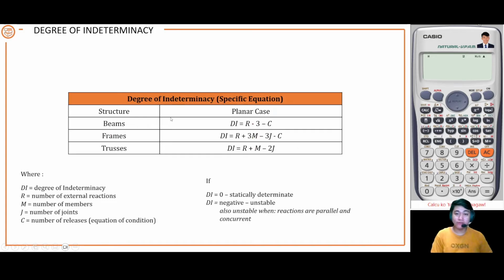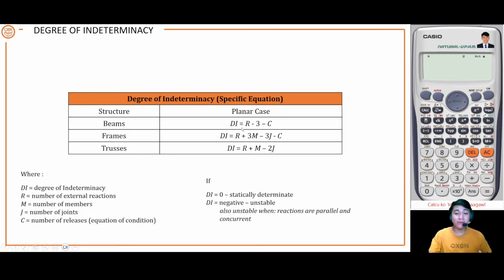So for beams, we have R minus 3 minus C. For frames, we have R plus 3M minus 3J minus C. And for trusses, we have R plus M minus 2J. R here is the number of external reactions, the number of the unknown reactions of the supports. 3 is constant, and C is the special conditions, or the number of releases, or the equation of condition.